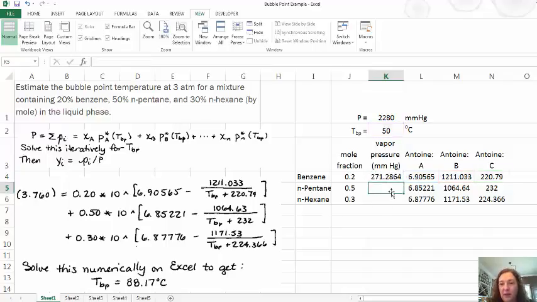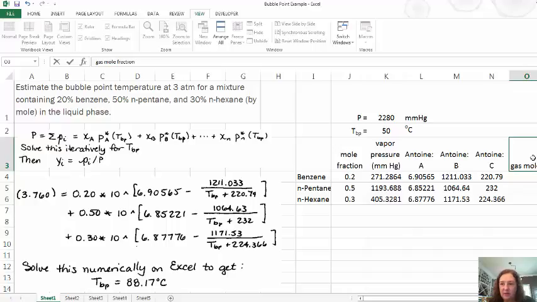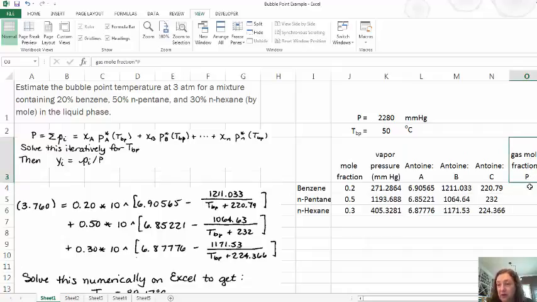So I've used F4 to quickly change that to dollar signs, and then I'm just copying this down to the others. Now what the rule says is that the gas phase mole fraction times the total pressure would be the partial pressure. But I'll be able to get back out of that gas phase mole fraction if I wish. That is going to be the same as the liquid phase mole fraction multiplied by the vapor pressure, and it would be that for each of those.